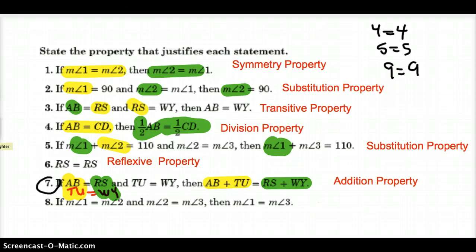In number 8, you've got measure of 1 equaling measure of 2, and then you've got 2 equaling 3, and then 1 equals 3. Again, you've got 1, and then these 2's are together, and then 1 and 3 are equal. That is the transitive property.